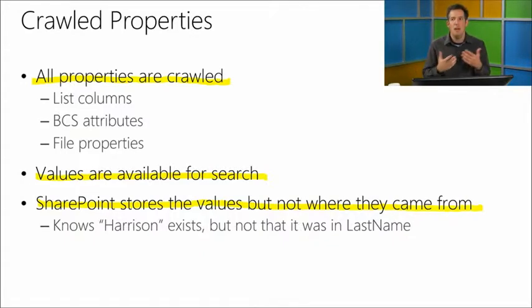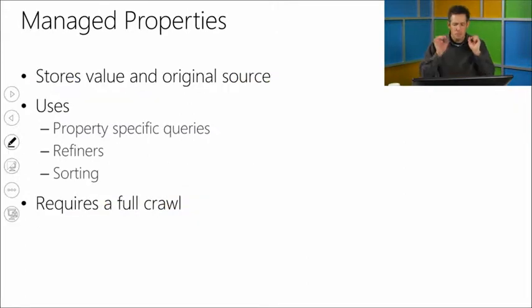So if you remember back to our conversation about KQL, that keyword query language, one of the things that we're able to do is put together a query like last name : and then Harrison. Well, in order for that to work, SharePoint needs to know where that value came from. This is where our managed properties come into play.